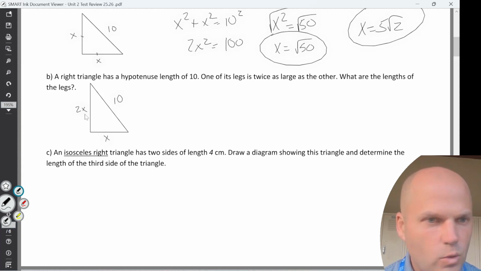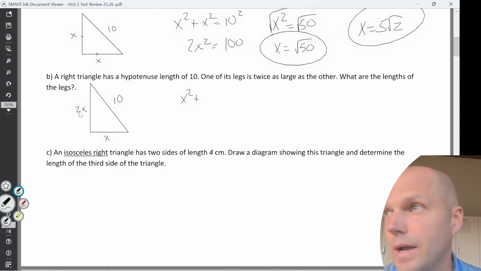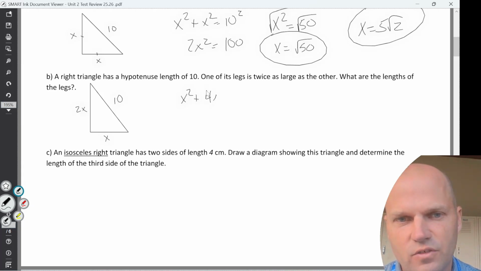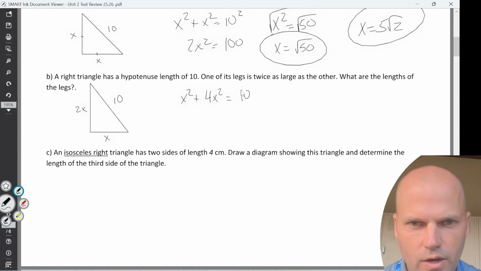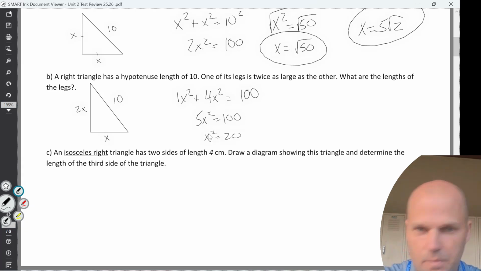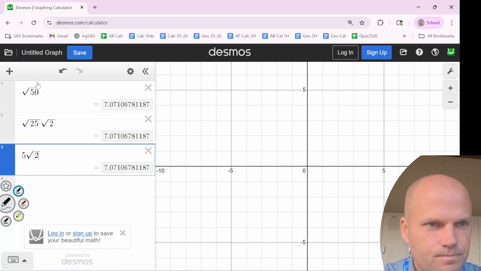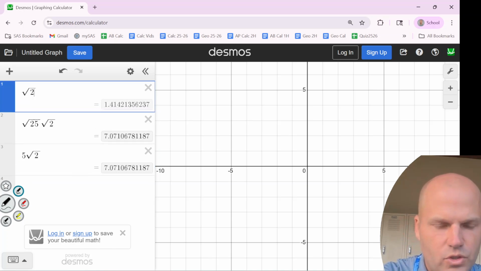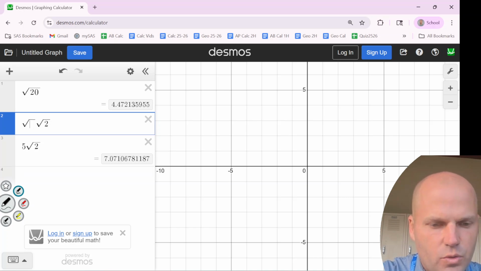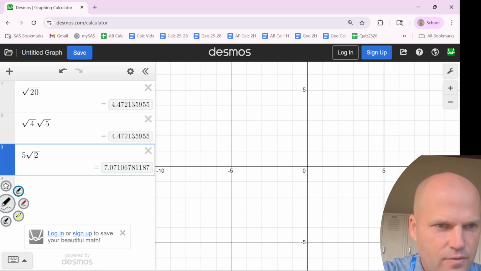So I have a squared plus b squared equals c squared. A squared is x squared. B squared is 2x times 2x, which is 4x squared. C squared is 100. 1x squared plus 4x squared is 5x squared. Divide by 5, I get x squared equals 20, which means x equals the square root of 20, which is the square root of 4 times the square root of 5, which is 2 times the square root of 5.